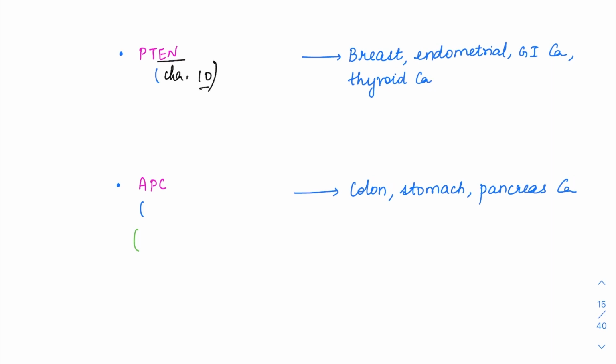So PTEN mutation is going to be present in syndromic associations like Cowden syndrome. So there again you have PTEN, right? PTEN is also resembling 10. So PTEN, Cowden syndrome, chromosome 10. And here it is going to cause breast carcinoma, endocrine carcinoma, endometrial carcinoma, thyroid carcinomas and other GI cancers as well.